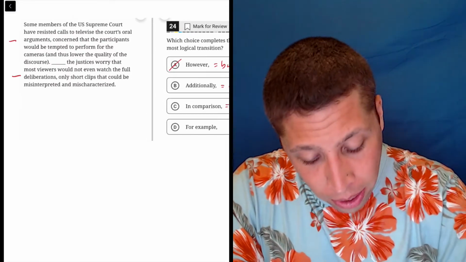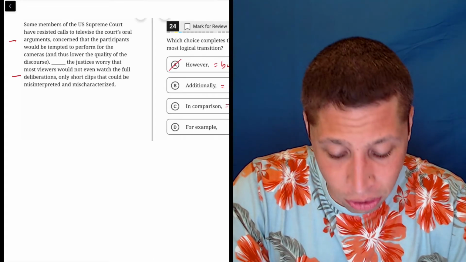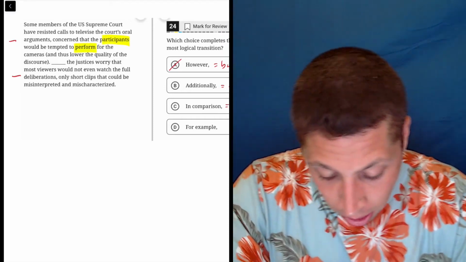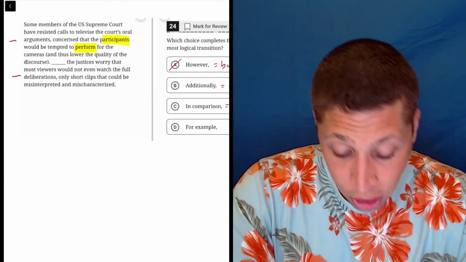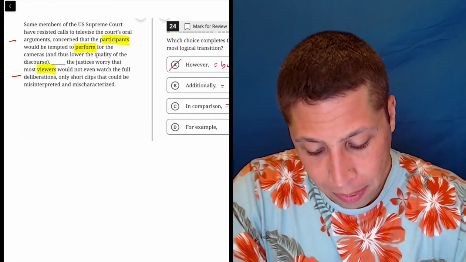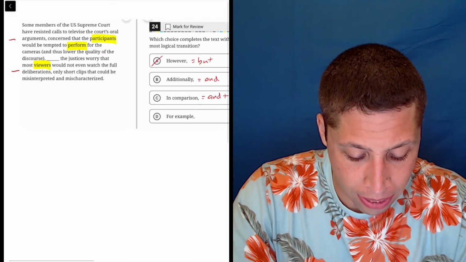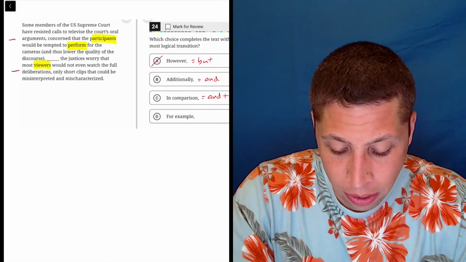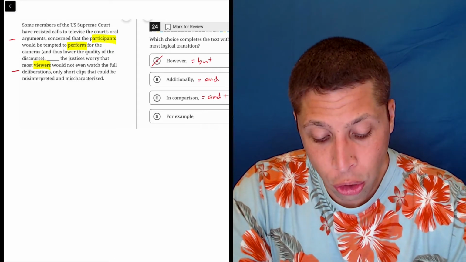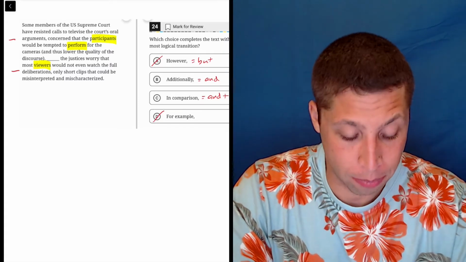If I look at it and summarize it even more, some members of the U.S. Supreme Court have resisted calls to televise the court's oral arguments, concerned that the participants would be tempted to perform for the cameras. The participants are performing and lower the quality of the discourse. The justices worried that most viewers would not even watch the full deliberations, only short clips that could be misinterpreted and mischaracterized. So this is why I wouldn't pick D. For example, the viewers are not examples of the participants. The participants are like the lawyers. So this is not a specific example of that. This is a completely different example.